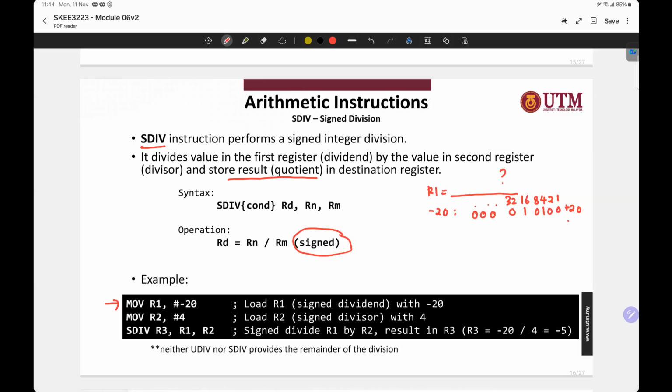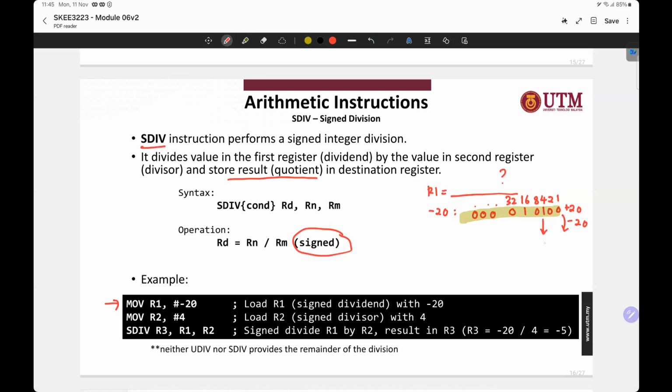And if you're going to make it negative 20, you need to do a two's complement from the value that you get here, from the positive 20. So for the two's complement, we traverse from left to right, and find the first number 1. So this is the first number 1.